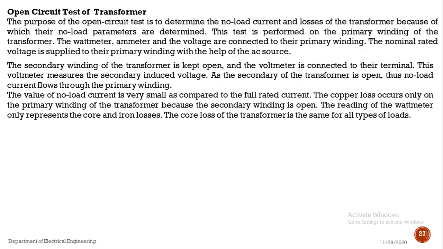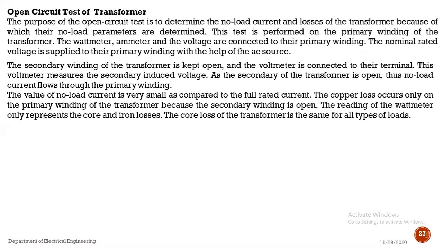for supply voltage measurement we are using one voltmeter V. For measurement of no load current we are connecting one ammeter, and for measurement of power we are connecting one wattmeter. Okay, now the secondary winding or the secondary side of the transformer is kept open.